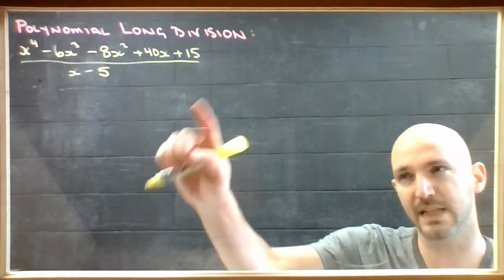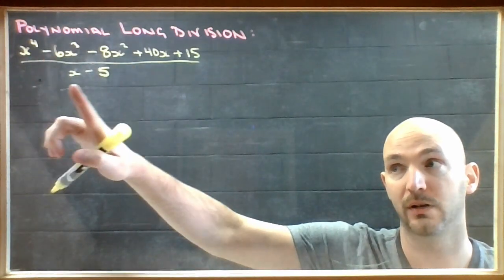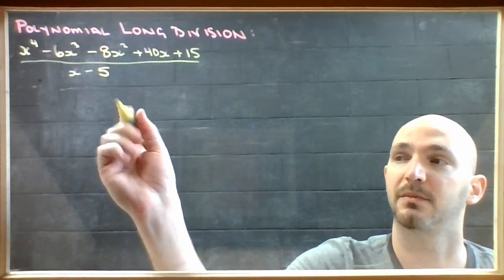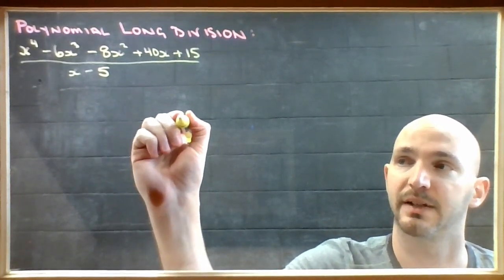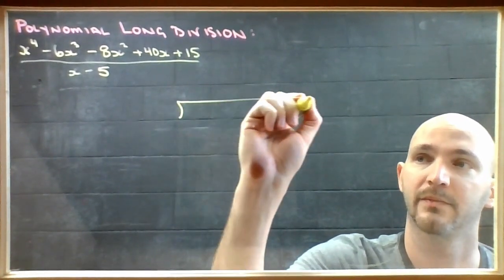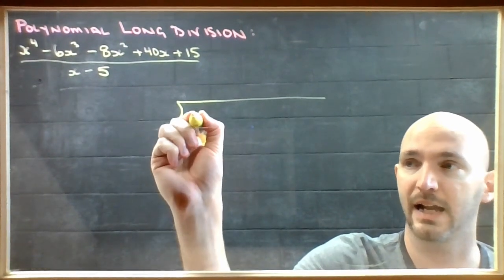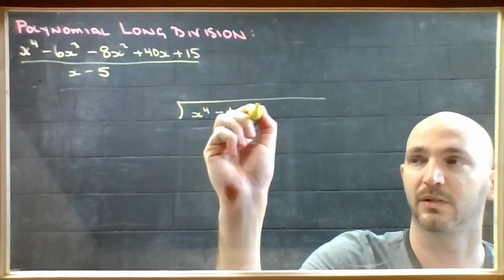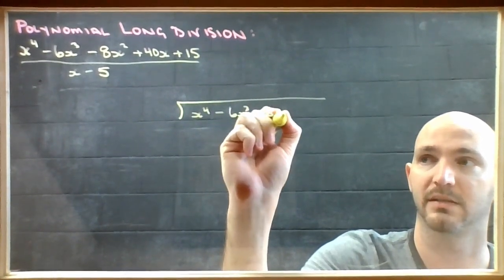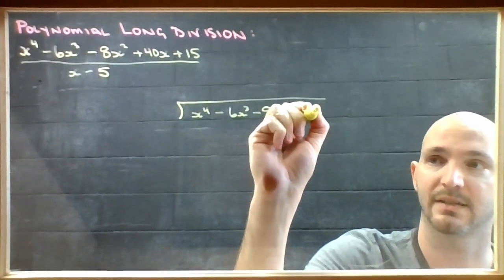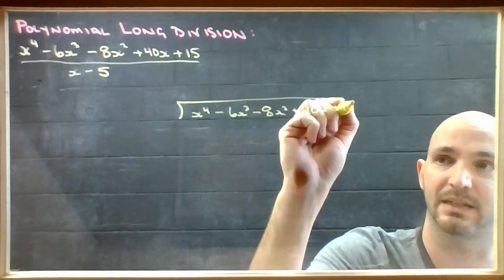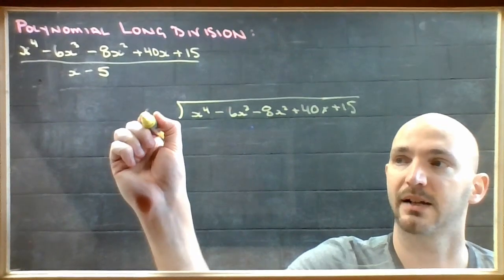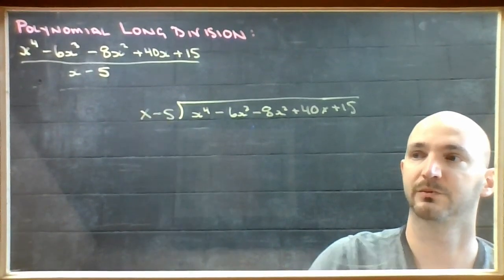So when you see something like this, a power 4 divided by a linear term, you set it up just like you did with long division, like so. And I'm going to divide x to the power 4 minus 6x cubed minus 8x squared plus 40x plus 15 by this thing, x minus 5. All right.